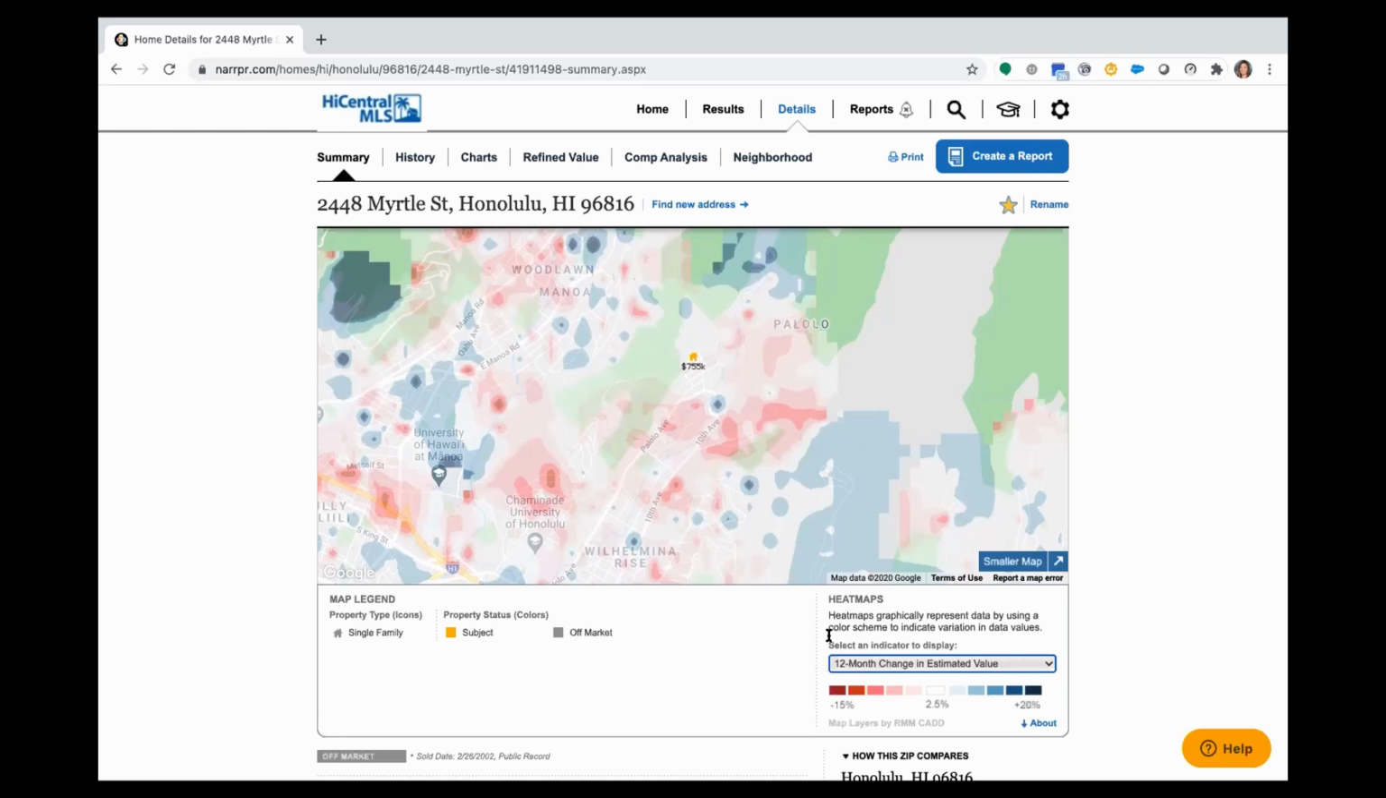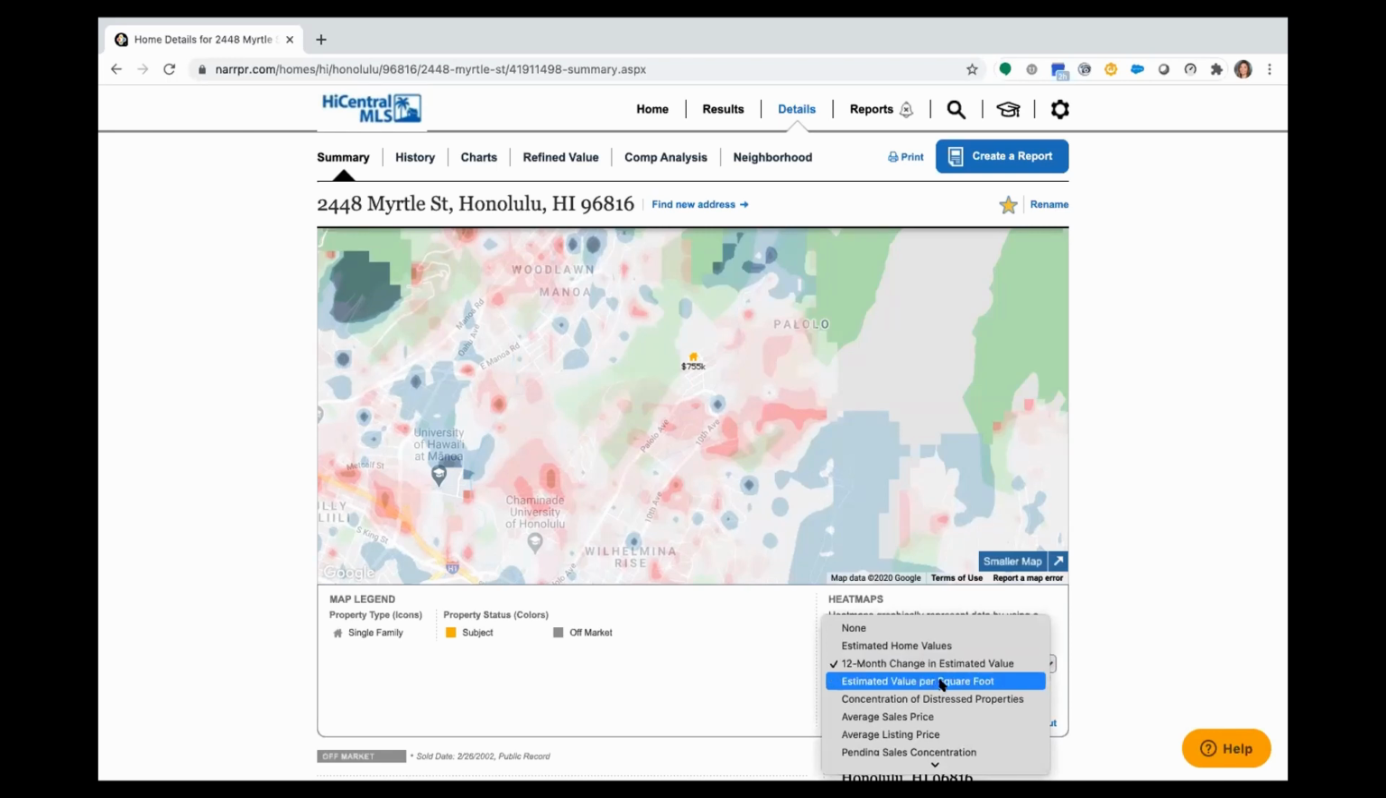But this is one of our heat maps, and this is going to show you that fluctuation of values where you could see that 12-month change in estimated value. So that's going to give you your year over year. So it's going to take a look at how those property values fluctuated here. We're probably looking at October of 2019, year over year, looking at that property value to October of 2020.